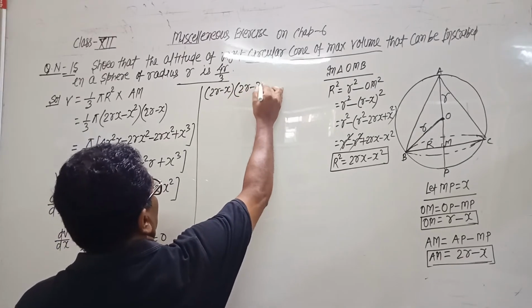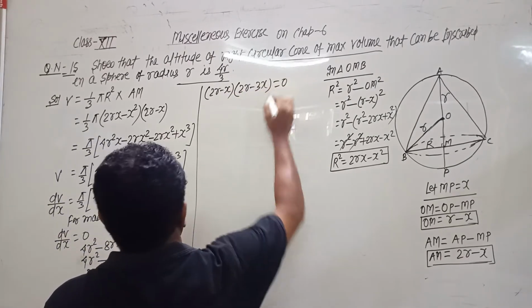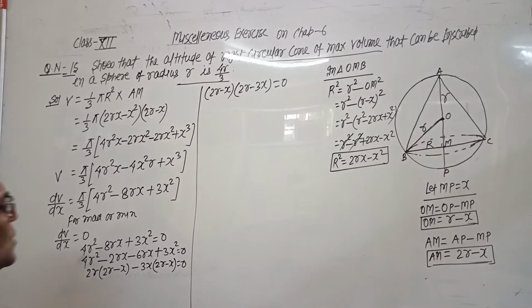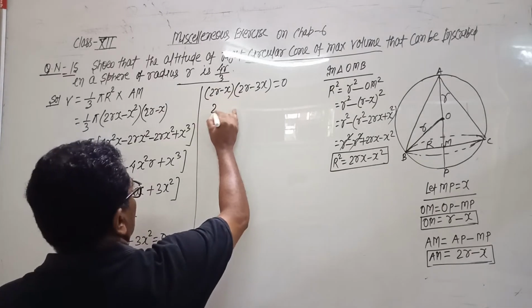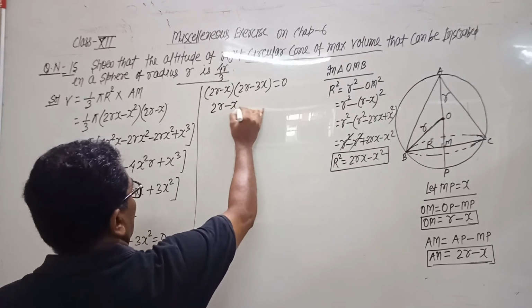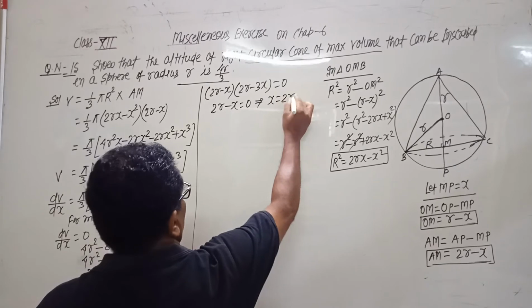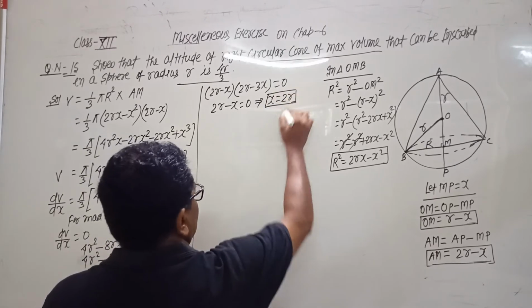2r minus 3x equals 0. 2r minus 3x is equal to 0. Now 2r minus x equals 0. This implies x equals 2r. This is not possible.